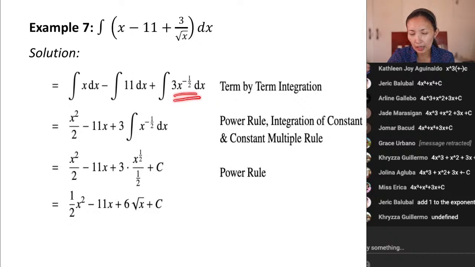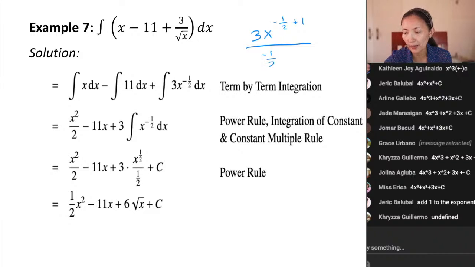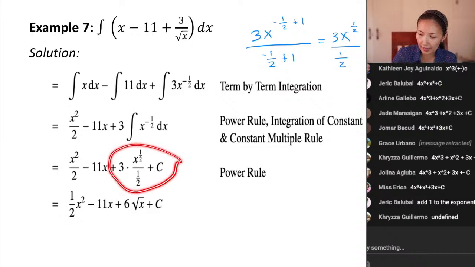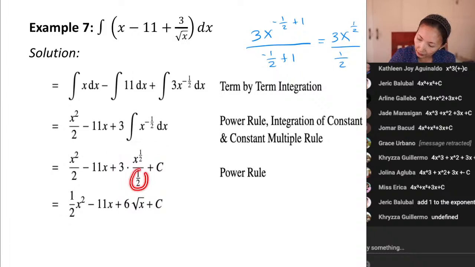Or you can do it right away as 3x raised to negative 1/2 plus 1, over negative 1/2 plus 1. Which when simplified will be 3x raised to 1/2 over 1/2, plus c. But however, this is division. Division is the inverse of multiplication, right? So if we make use of multiplication, just take the reciprocal of 1/2, and that's 2. Multiply it to 3, and that will give 6. 6 square root of x plus the arbitrary constant c.